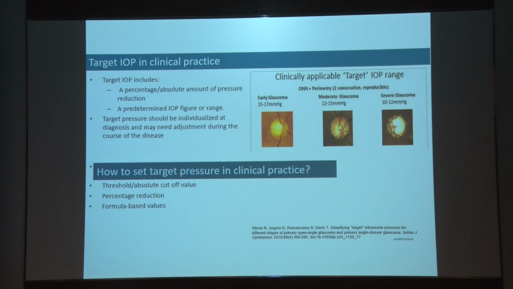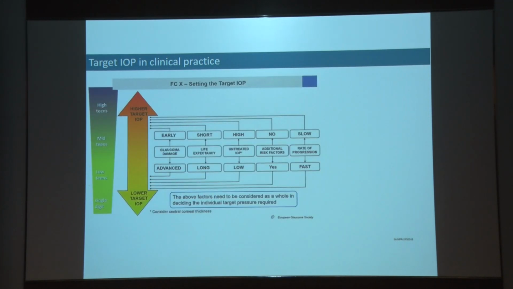So clinically, how to apply this target pressure: in early glaucoma, it can be from 15 to 17 millimeters of mercury, in moderate, 12 to 15, and in severe glaucoma, 10 to 12 millimeters of mercury. So just to sum it up, if the glaucomatous damage is early, then you can have a higher target IOP. If it is advanced, then you have to keep the target IOP low.